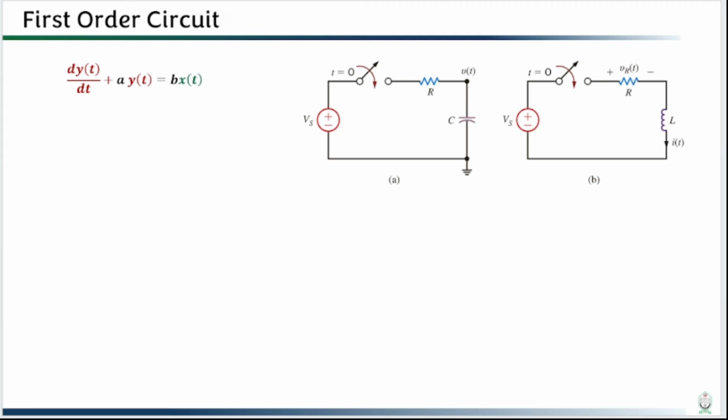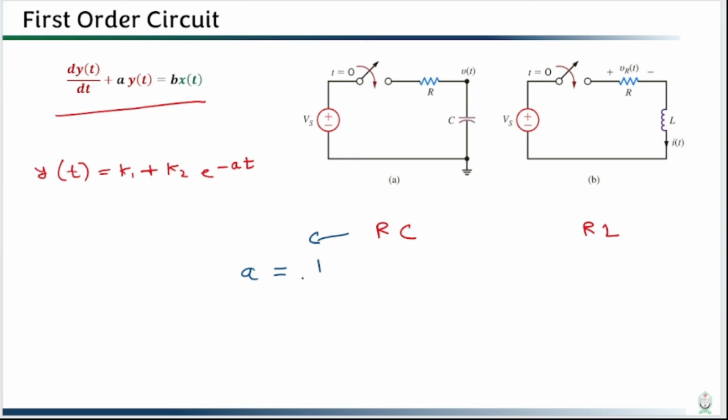Now we can see that these cases can arise in only two sets of cases. That is, we can either have an RC circuit or an RL circuit. And the solution here is K1 plus K2 e to the power minus A t. So for an RC circuit, this value of A will be 1 by RC, and for an RL circuit, this value of A will be R by L. If we have the values of R and C given to us, then we can replace this constant by these values from the circuit.